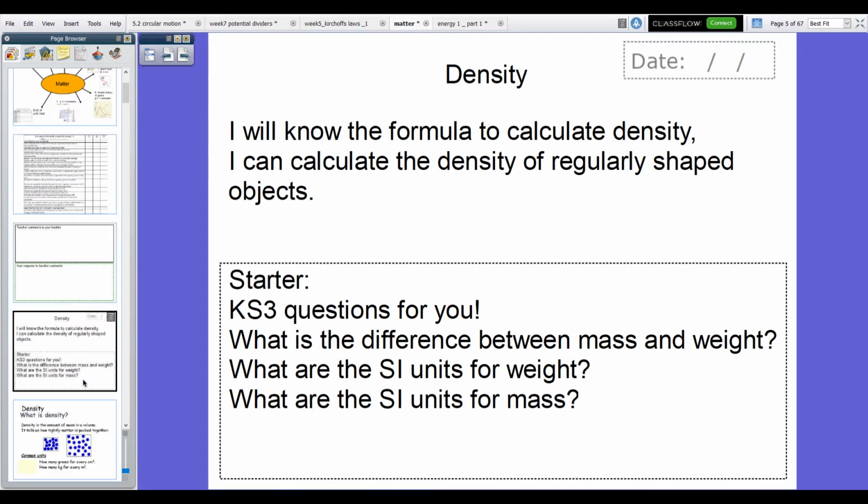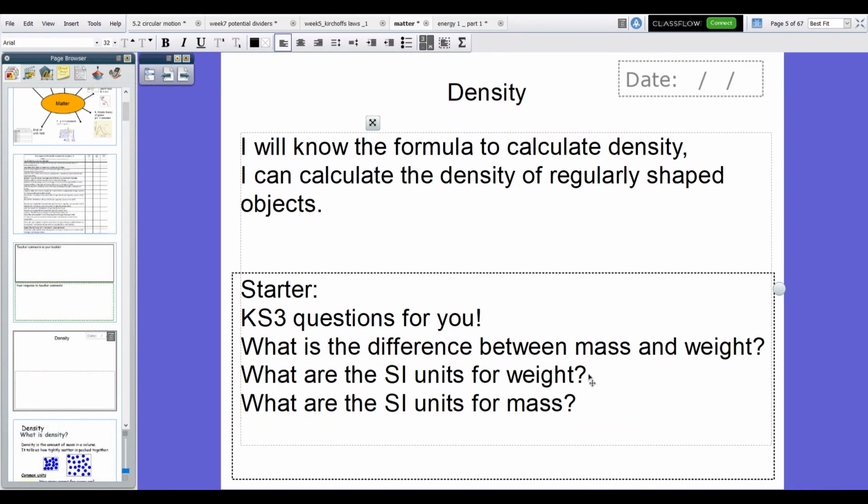Okay, units for weight. Well, the units for weight are, I'll just write them in here. The units for weight are newtons. Okay, that's the units for weight. And units for mass, the SI units are kilograms. Okay, so what is the difference between mass and weight?